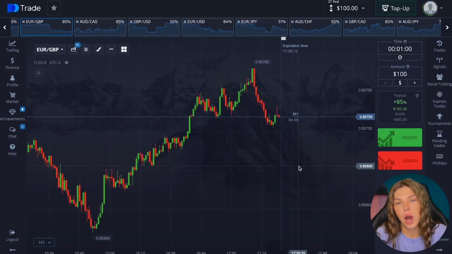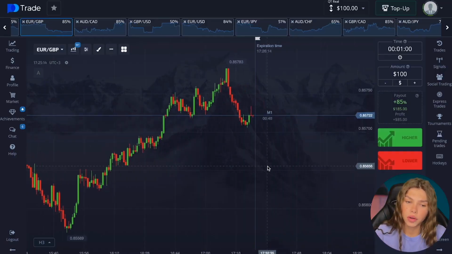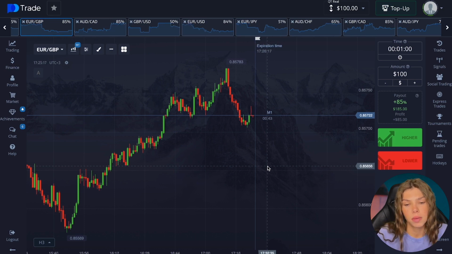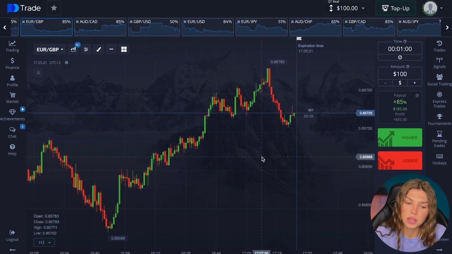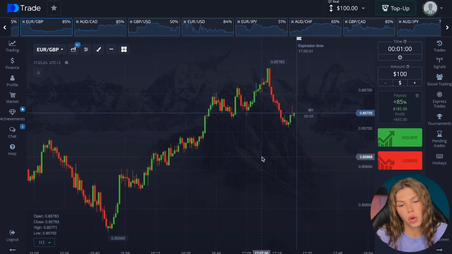Okay, let's get back to our overclocking, and this overclocking will probably be the easiest because $100 is such an amount with which literally 10 consecutive pluses and everything will go very quickly.